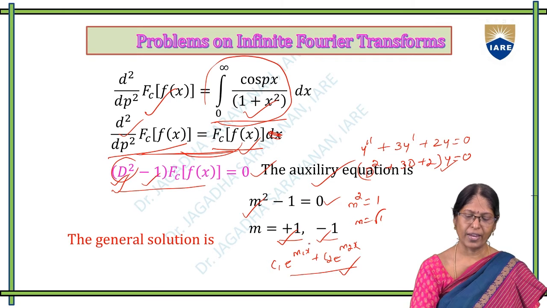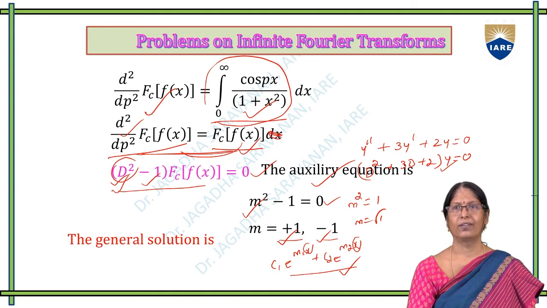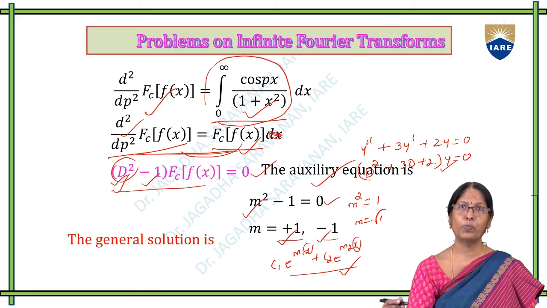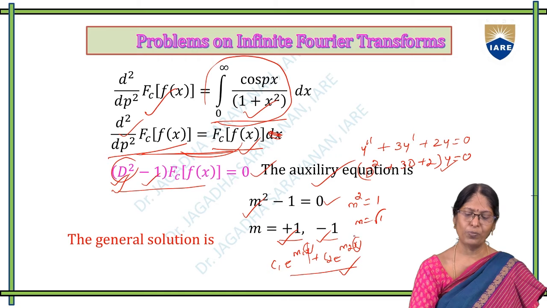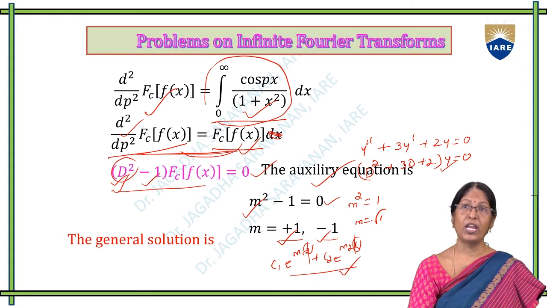In general, we are habituated to x; we did so many of those problems in the lower classes. Here we did the Fourier cosine transform equation. How we got it? We did the differentiation with respect to p and we got the equation. So in terms of x, ours is p. So c1 e power m1 into p plus c2 e power m2 into p.